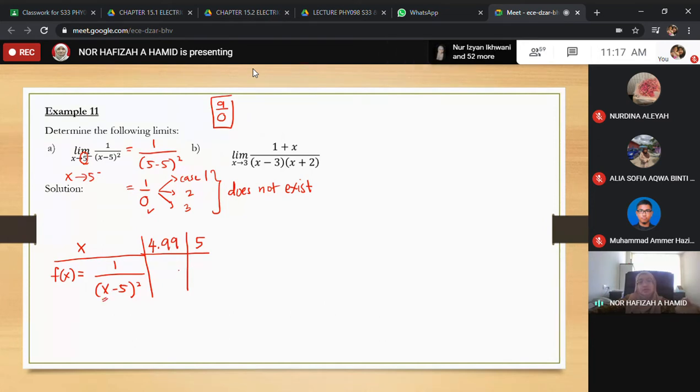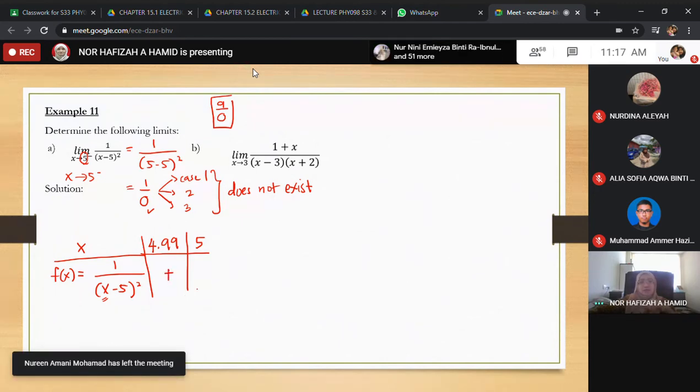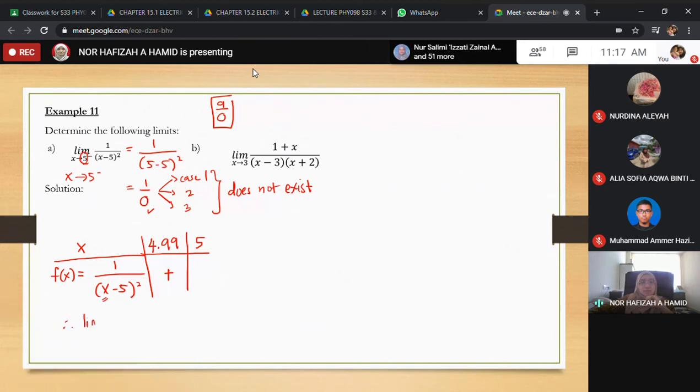Then you just look at the symbol. I don't want the value, I want the symbol, positive or negative. You get negative, sorry, you get positive. So you can conclude that the limit as x approaches 5 minus of the function 1 over (x minus 5) squared is equal to positive infinity. So this is for part A.